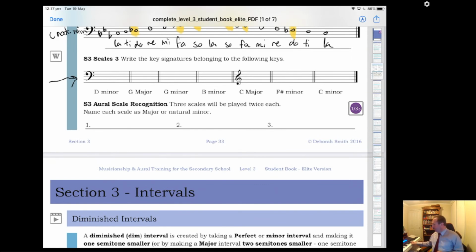So, just to remind you, the major scale has a happy sound. Minor. And the main thing you'll hear straight away is majors start with 1, 2, 3, major third. The minor scale starts with a minor third.